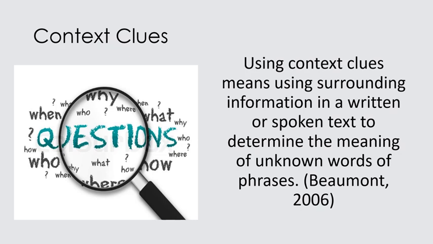In a nutshell, using context clues means we use surrounding information in a written or spoken text to determine the meaning of unknown words or phrases. Learning the meaning of a word through its use in a sentence or paragraph is the most practical way to build vocabulary. Well, yeah, because the dictionary is not always available when you encounter an unknown word.